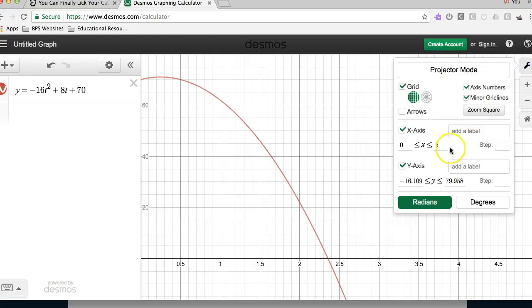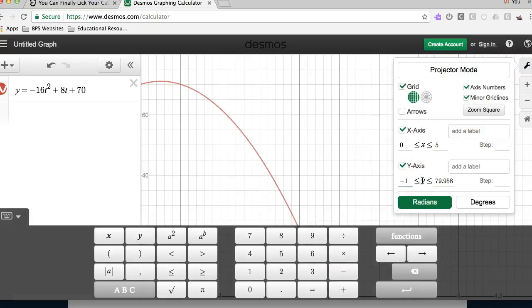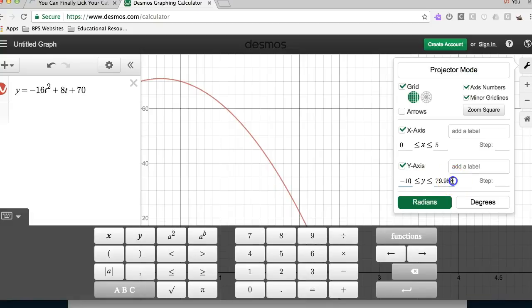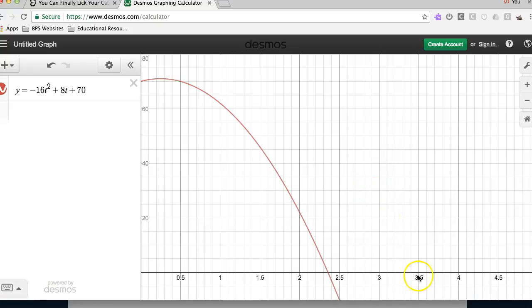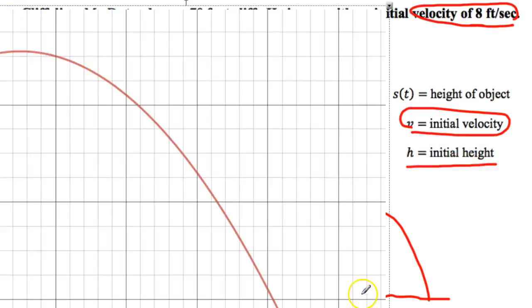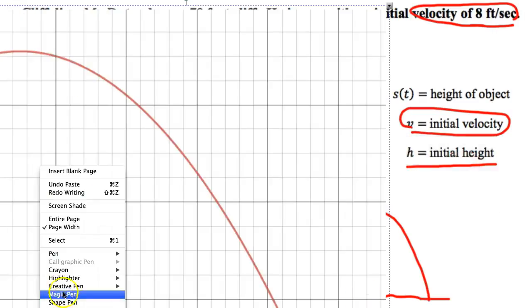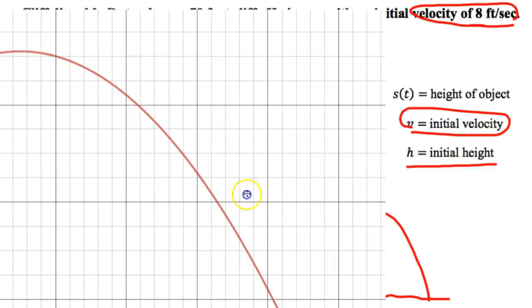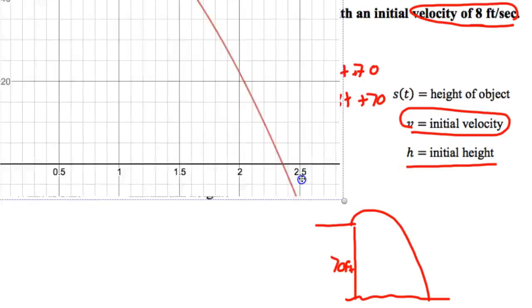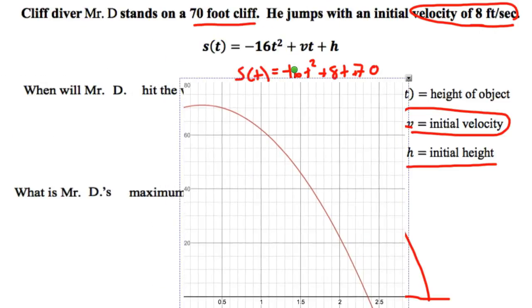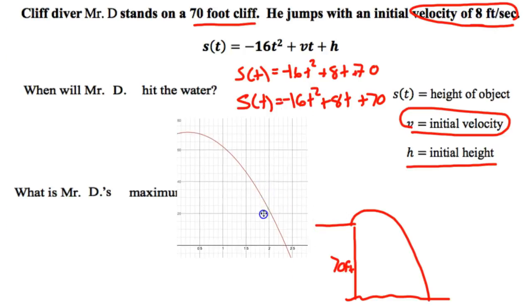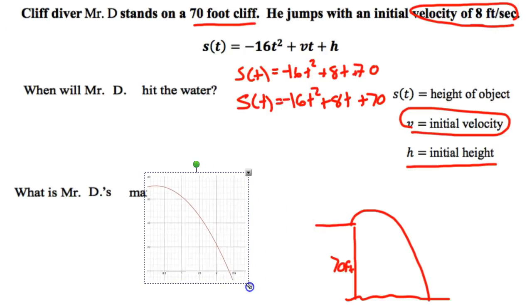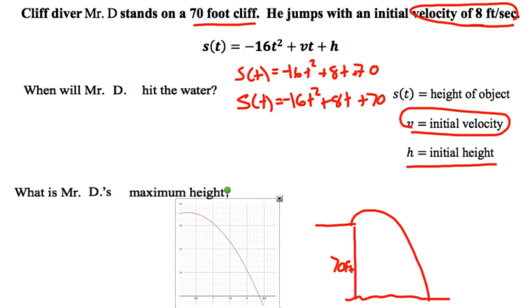What was my y? Okay, well, I'll do negative 10 to start just because you can go underwater. And then the maximum, I'll make it 80. Okay, look at that. So let me take a picture of this, bring it back over, and you could graph this too. And what you should do is try to find the answer to the 2 questions that are on this paper. If I can see them, you can answer them. Alright, so there's my graph. So when will Mr. D hit the water? What is my maximum height? Okay, pause it, try it.